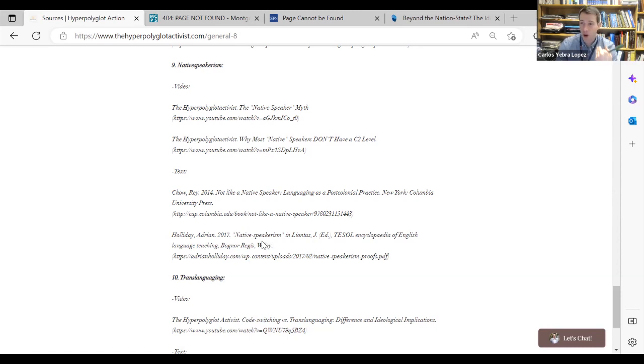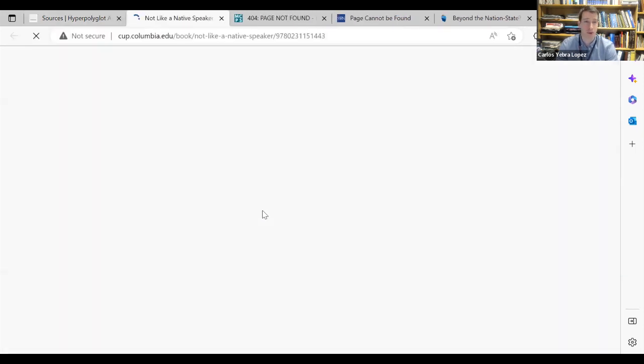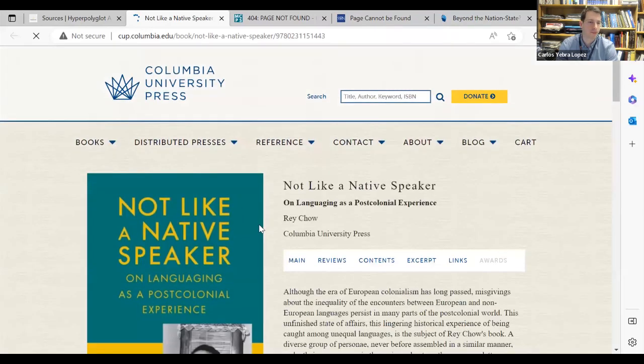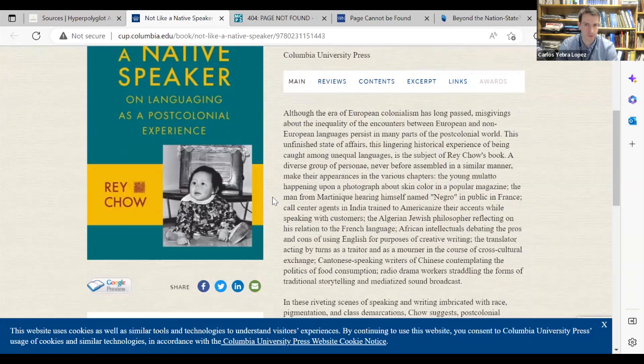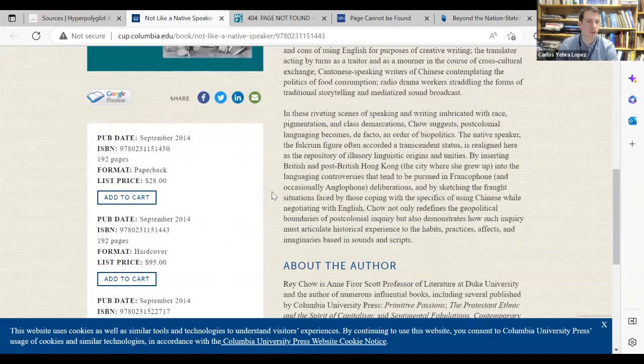And then if you want the more sophisticated, intellectualized analysis, then you can acquire the book Not Like a Native Speaker, Languaging, as opposed to language, as a post-colonial practice. This is one of the best books I've ever read on this topic, and it was published by Columbia University Press. Fascinating one, fascinating one.